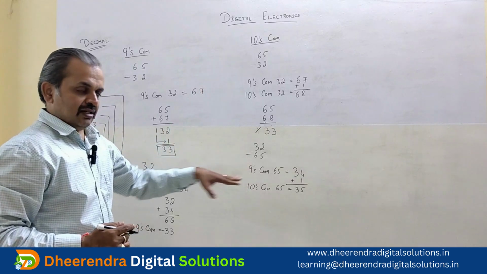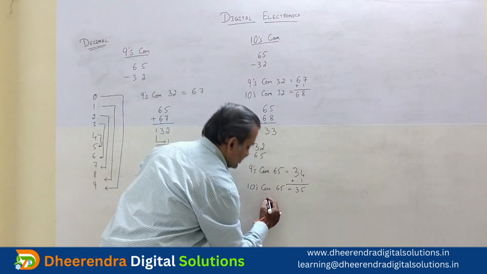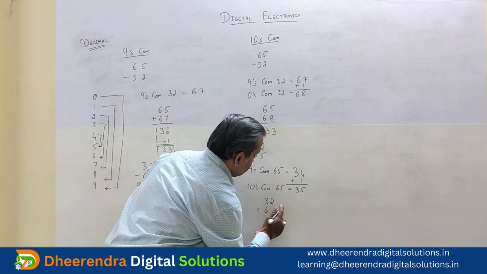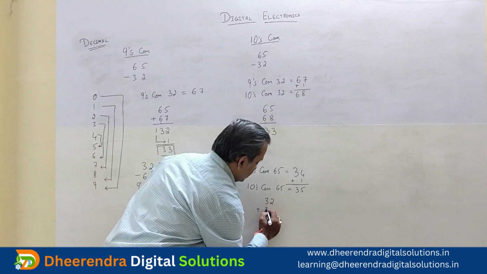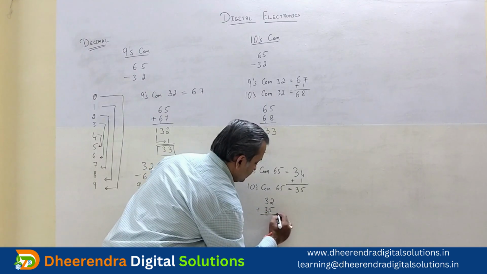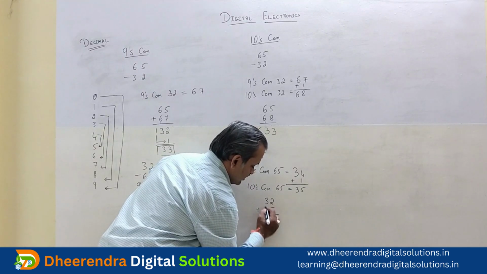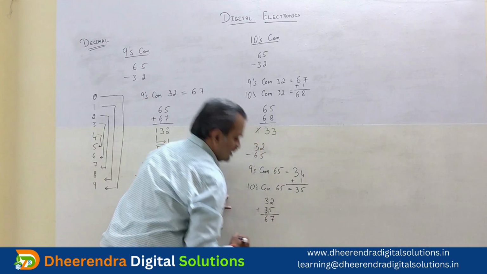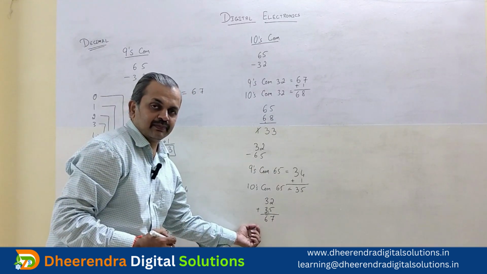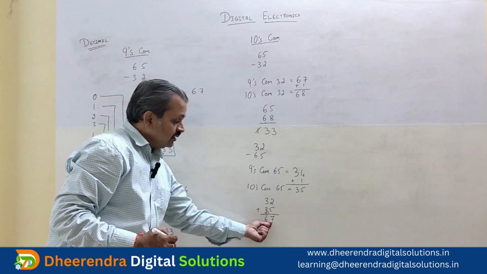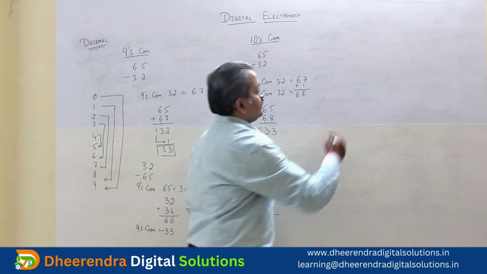Now, since this is 35, we have got the first number as 32 plus 35 is the result that we get. 5 plus 2 is 7. 3 plus 3 is 6. We do not have the carry. That means the result is negative. We need to take the tens complement of 67.